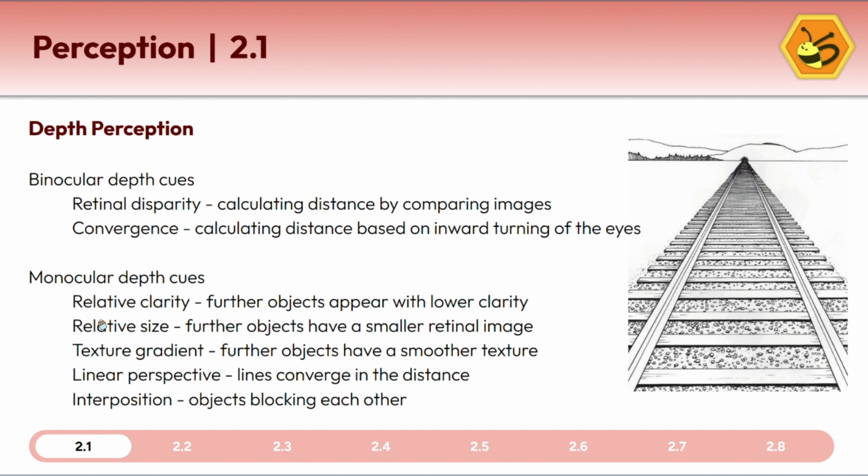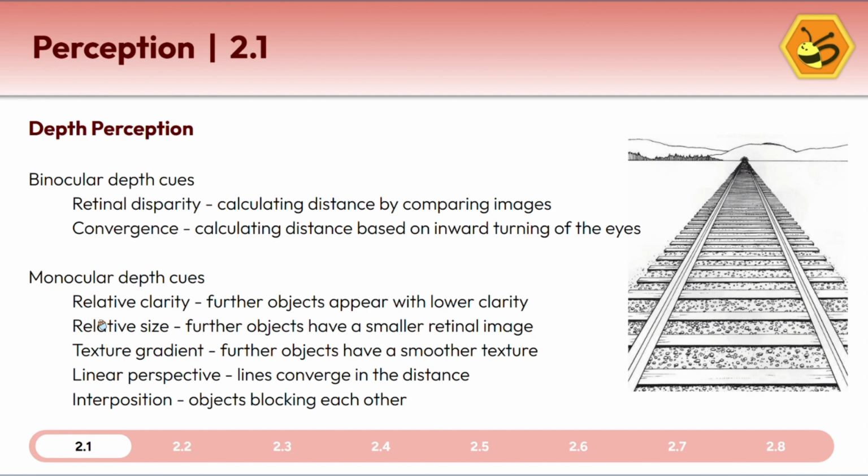Relative size means that if you're looking at something that's far away, you'll have a smaller retinal image of it. However, when we're looking at relative size, you have to make sure that it's relative. So for example, if I am looking at 2 basketballs and one basketball looks smaller, I can say that the smaller basketball is the one that's further away. But obviously I can't use it to compare like a rock and a tiny rock and then a giant boulder.